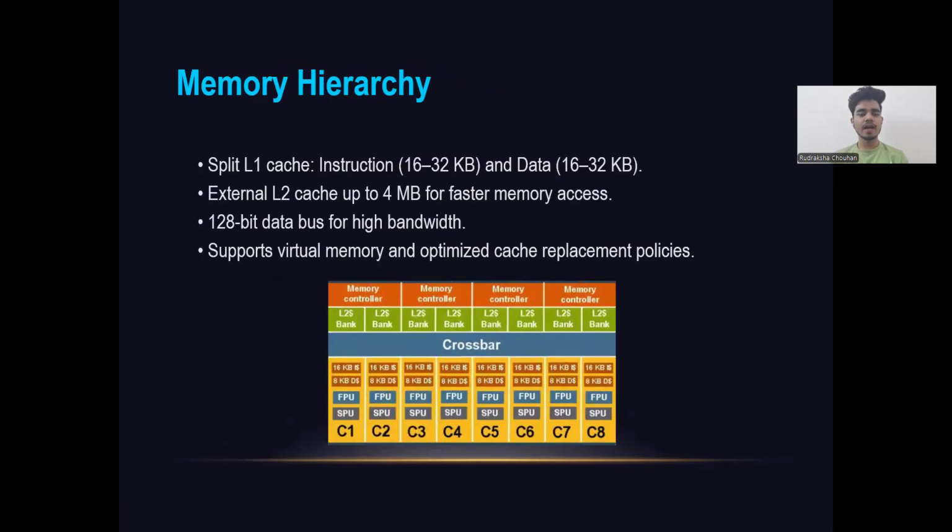Coming to its memory hierarchy, the L1 cache is split, with the instruction cache being 16 to 32 KB in size, and the data cache also 16 to 32 KB in size. It also supports virtual memory and advanced cache replacement policies that help optimize speed and reduce access delays. The processor communicates with memory using a 128-bit wide memory bus, which allows transferring large chunks of data per clock cycle. Overall, this hierarchy ensures that the processor spends less time waiting for data and more time executing instructions.